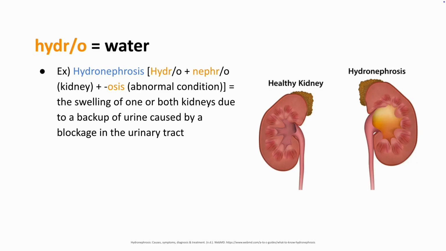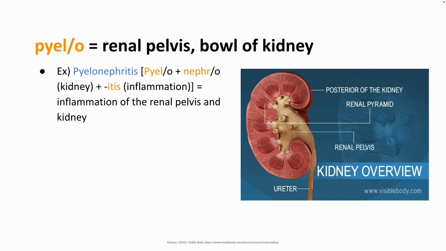Pyelo is a combining form that means renal pelvis. So renal pelvis, I think the presenters were going through. It's like this yellow area that's connected to the nephrons at the very end to collect all the urine down to the ureter and to the bladder. So that's the renal pelvis.